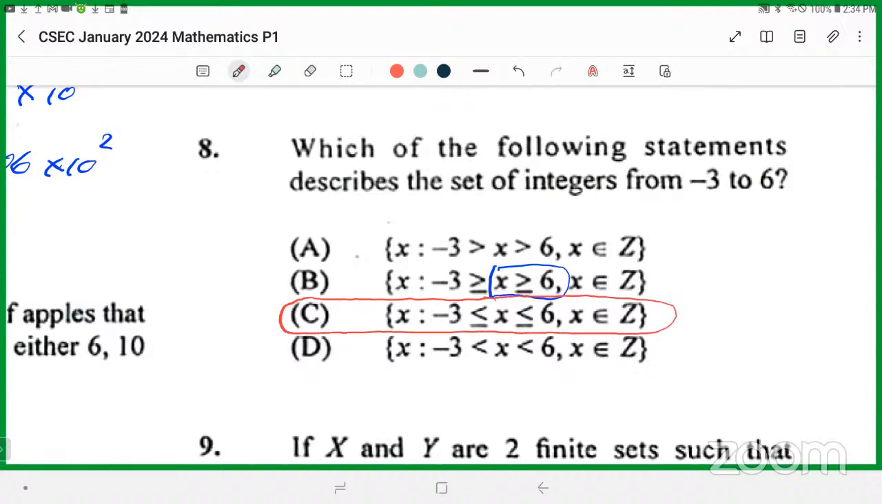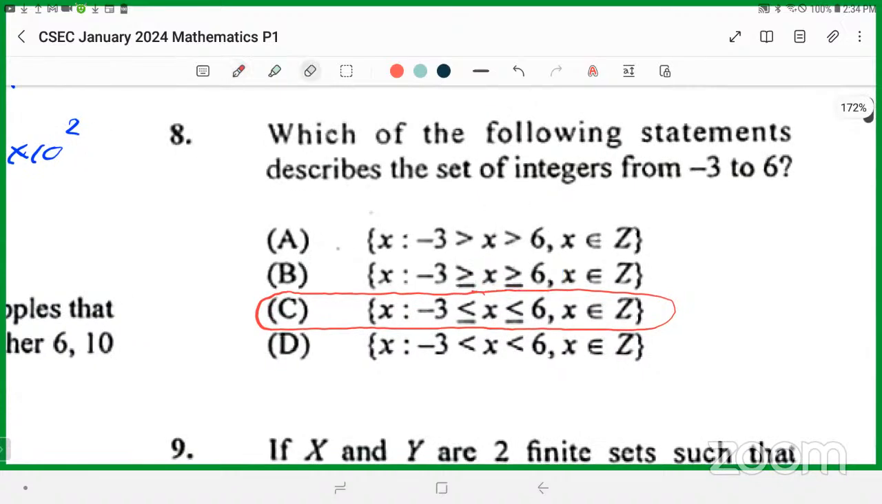This means that X is between -3 and 6 inclusive. If you read it this way, from right to left, it is saying X is greater than -3. And if you read it from the middle this way, then X is less than 6. So that means X is between -3 and 6 inclusive. So this is the answer.